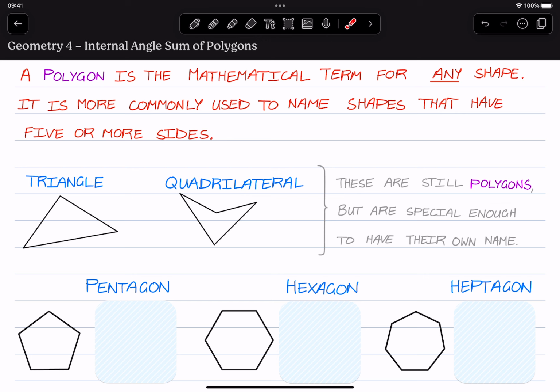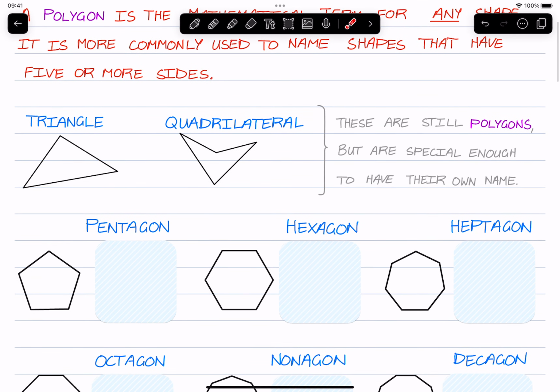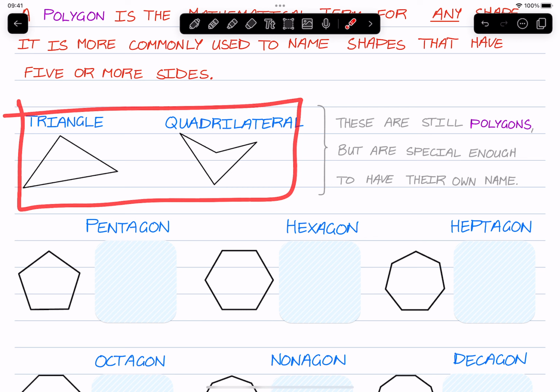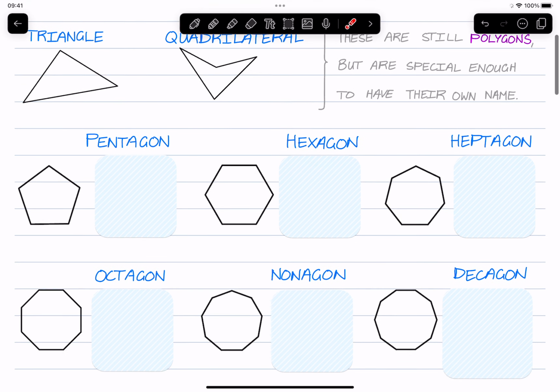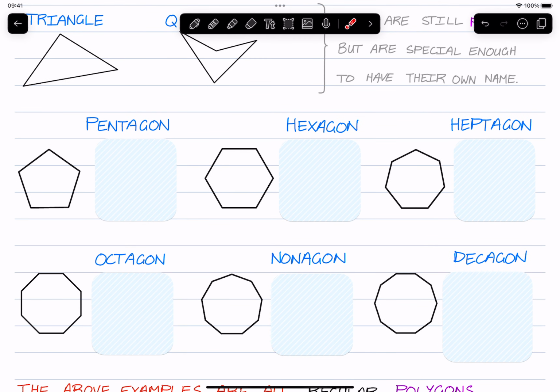A polygon is a mathematical term for any shape. It is more commonly used to name shapes that have 5 or more sides. So triangles and quadrilaterals are still technically polygons, but they are special enough to have their own names. These shapes, where it's 5 or more, is usually where we start referring to polygons.